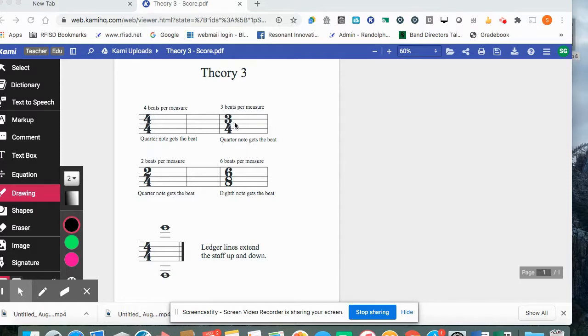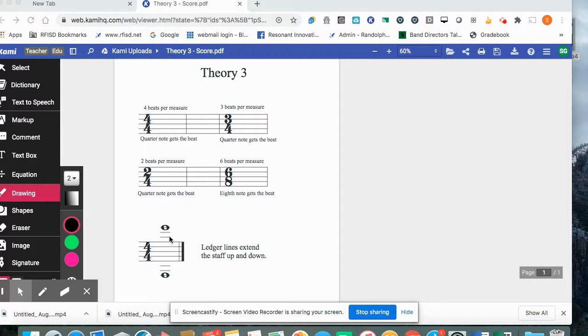In this measure, I'm not going to have 4 quarter notes because that would not be 3. In this measure, I wouldn't have 3 quarter notes because it says I have to have 2. So that's an introduction to time signatures. They give us a lot of really good information, and you'll be practicing that as we go forward.